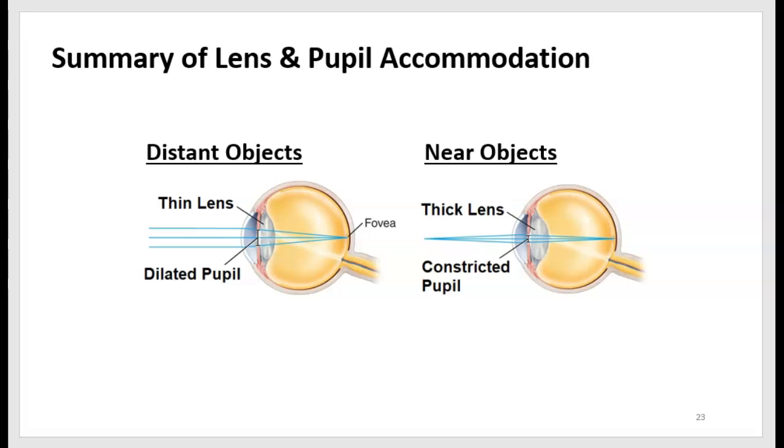So, summary of the lens and pupil accommodation for far versus near objects is that for distant objects that are far away, the pupil is dilated, the ciliary muscle is relaxed so that the lens is thin. For near objects, the pupil is constricted and the ciliary muscle has contracted so that the lens is thicker, and that means that light rays will be bent more as they come in. So that's just a summary.